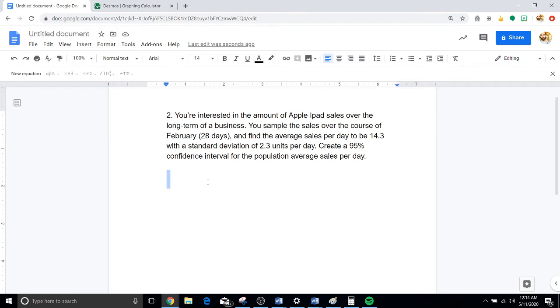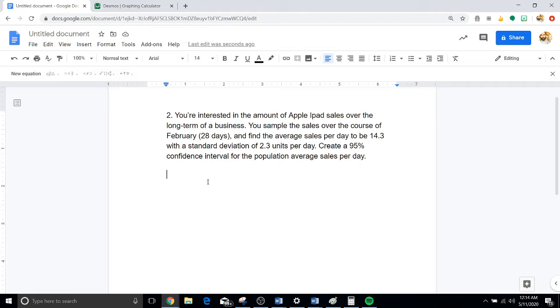All right, guys, let's go ahead and take a look at this second example. It says, you're interested in the amount of Apple iPad sales over the long term of a business. You sample the sales over the course of February, which is 28 days, and find the average sales per day to be 14.3 with a standard deviation of 2.3 units per day. Create a 95% confidence interval for the population average sales per day.